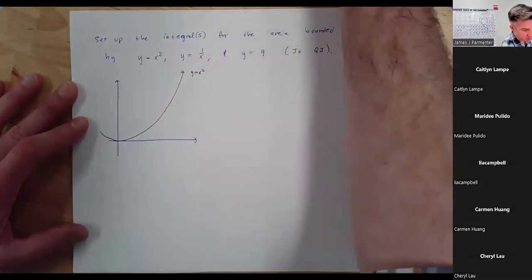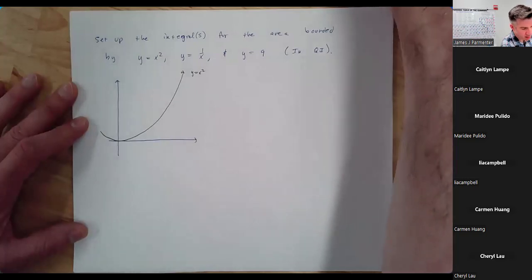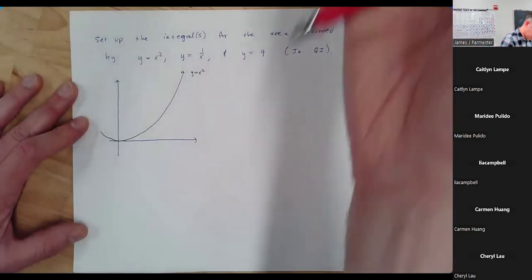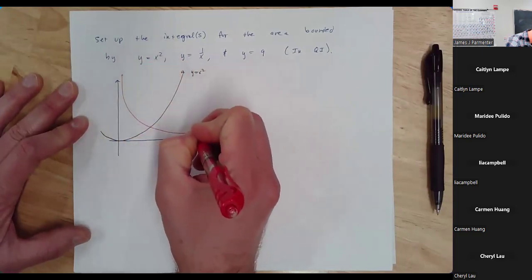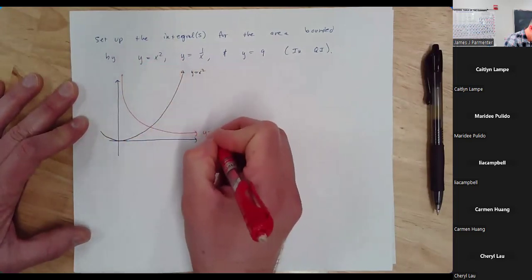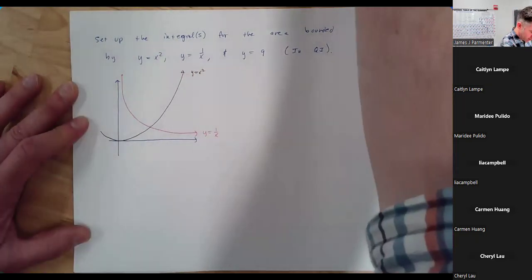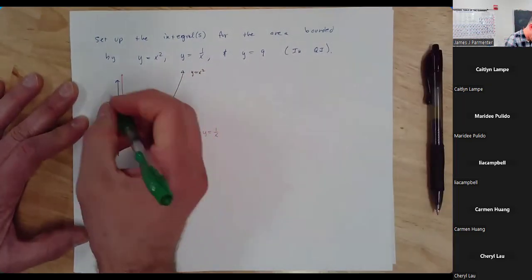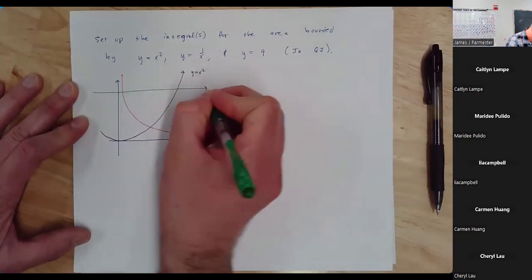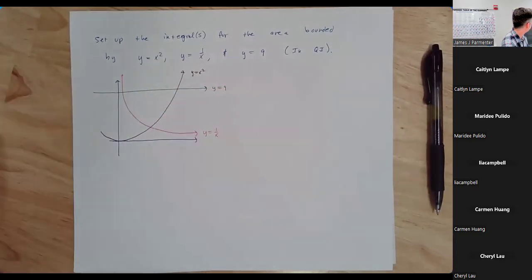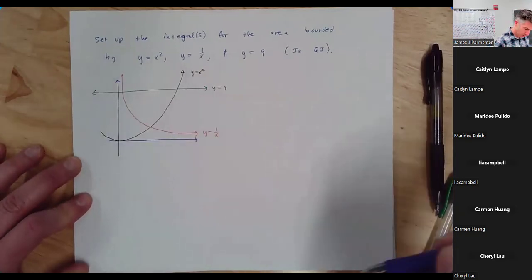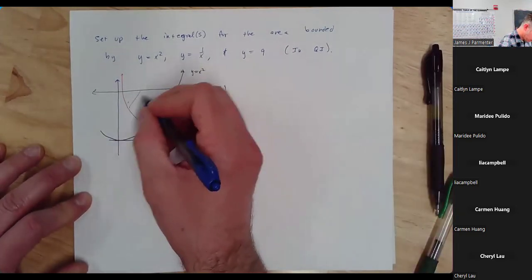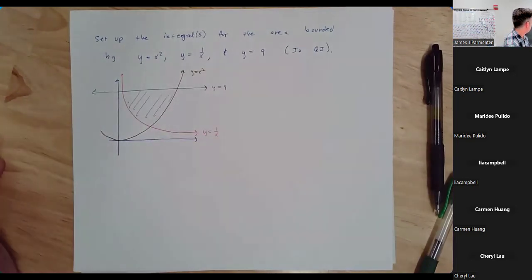And y equal to 1 over x is your usual hyperbola. That's the hyperbola. Kind of like this. At least the right side of it does. And y equal to 9 is just a horizontal line. So I'm looking at this region here.